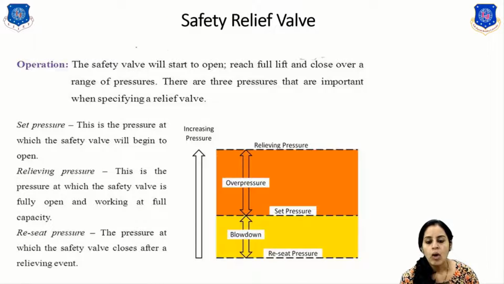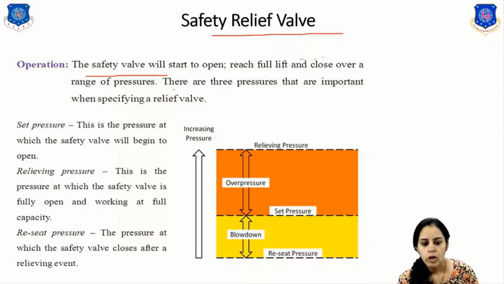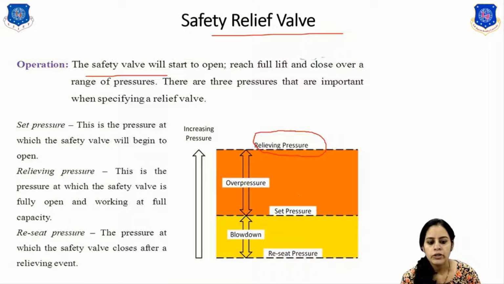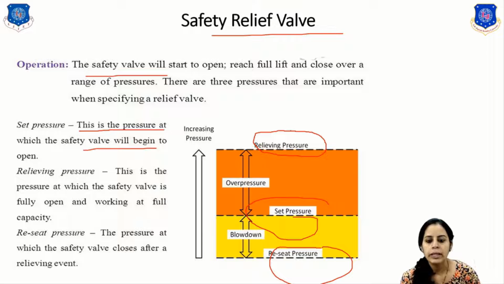Now, the operation or construction of the safety relief valve. The safety relief valve will start to open, reach full lift, and close over a range of pressure. There are 3 pressures that are important when specifying a relief valve: relieving pressure, set pressure, and reset pressure. What do we mean by set pressure? This is the pressure at which the safety valve will begin to open.